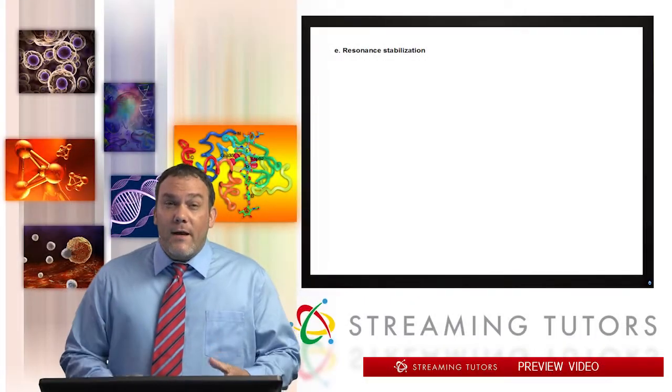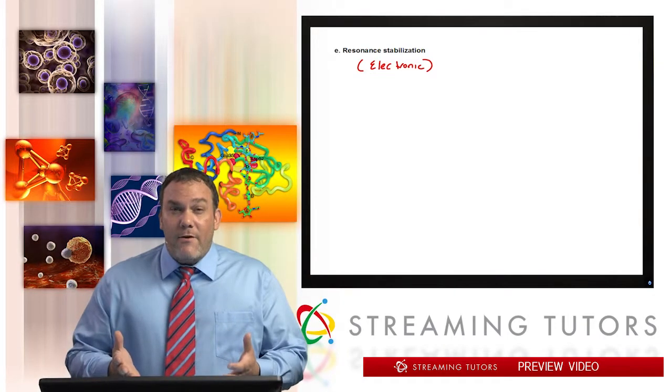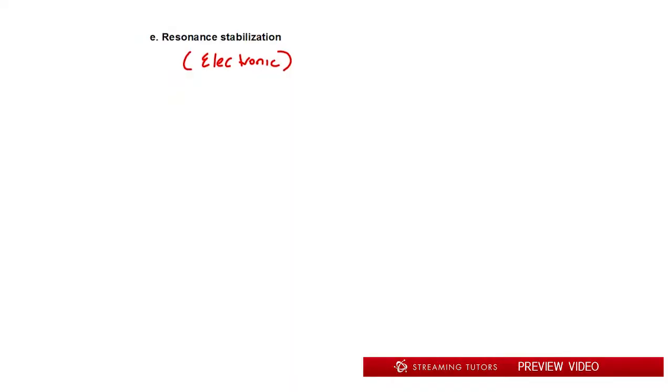Okay, now let's take a look at resonance. Now, resonance is another characteristic that's electronic. So let's put that down. This is electronic. And what we're seeing with this electronic characteristic is different than the inductive characteristic, but there's some similarity. It's about movement of electrons, but in this case, it's about the movement of electrons in a pi bond.